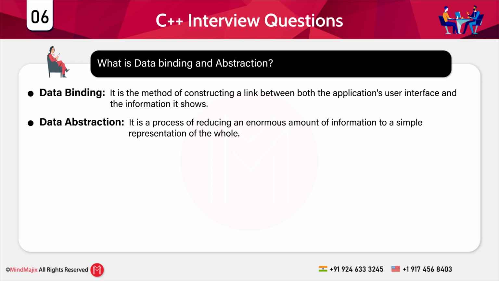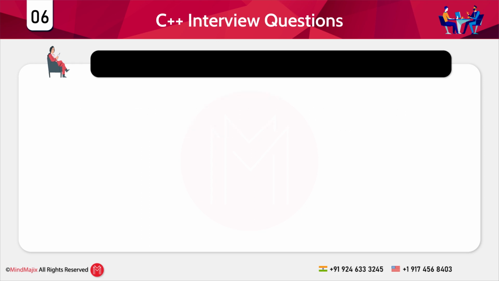Now if you talk about data abstraction, it is a process of reducing an enormous amount of information to a simple representation of the whole. It is the process of diminishing something to a set of basic characteristics by eliminating or subtracting the characteristics. The next important question is, what is the difference between C and C++?